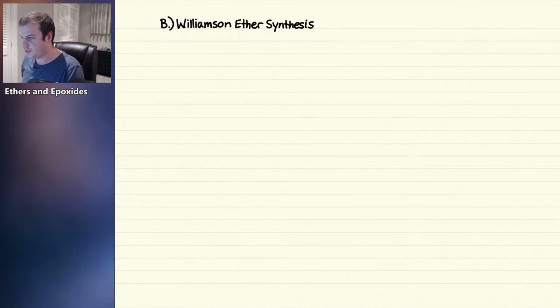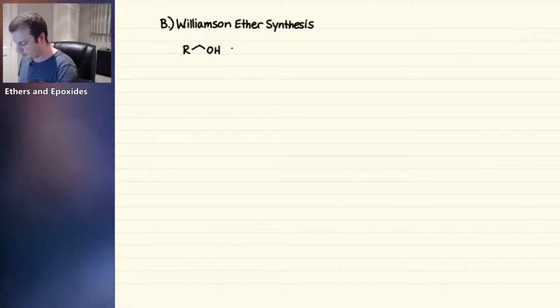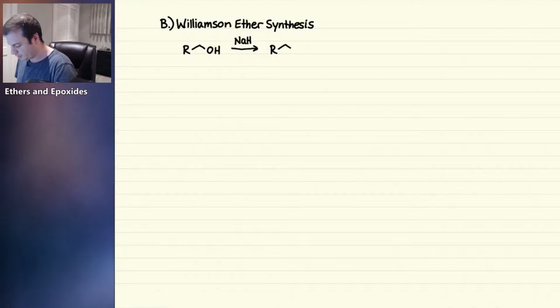The Williamson ether synthesis describes a process that is essentially an SN2 reaction. Let's remind ourselves of what that looks like. We would start with an alcohol. It doesn't have to be a primary alcohol, but I'll just draw this as our alcohol. And we treat that with sodium hydride, which is a strong base that's very good at deprotonating alcohols. So that's actually going to rip the proton off of the alcohol and give us deprotonated alcohol, what is called a sodium alkoxide.